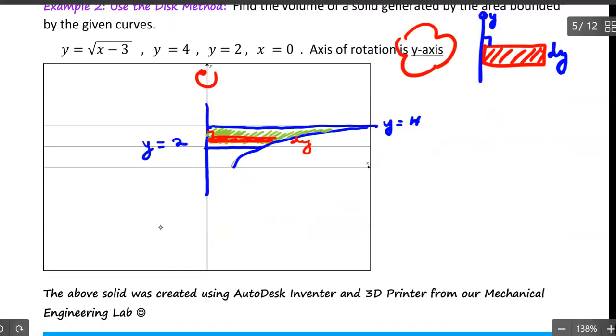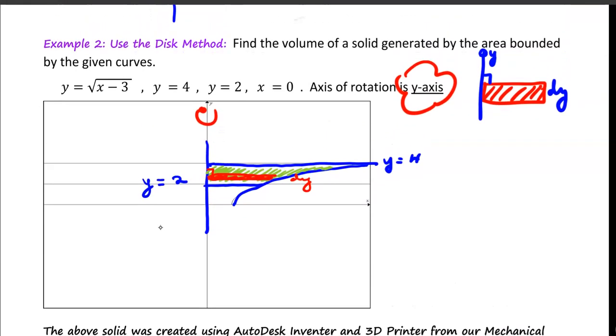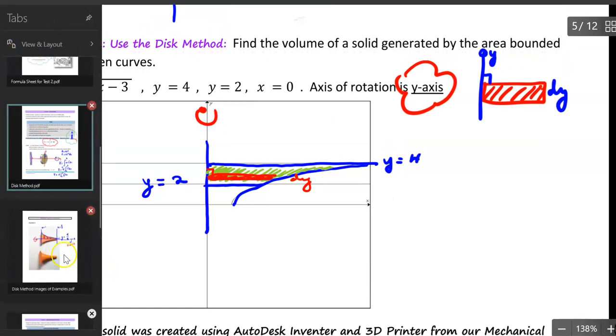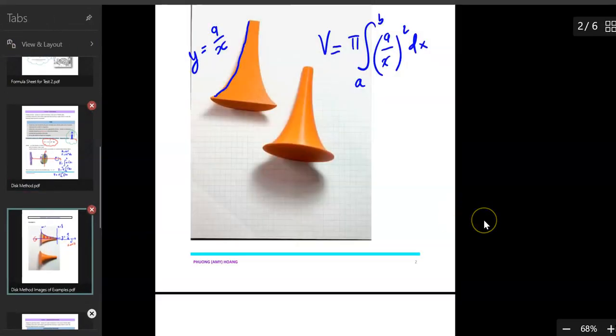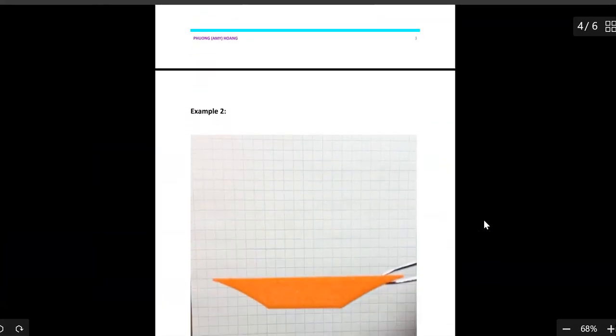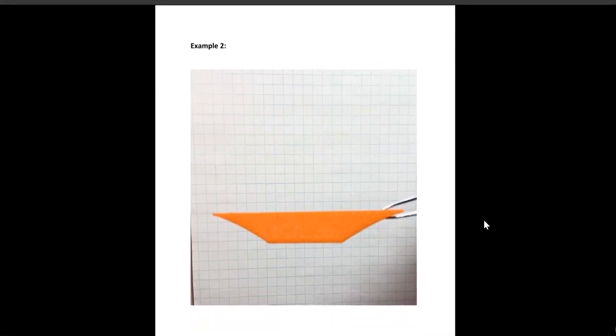So let me show everyone the solid. I took the picture and I put it right here. So this is the previous example. I will post this as well for everyone. So here it is, here's my example number 2. So let me draw this for everyone.